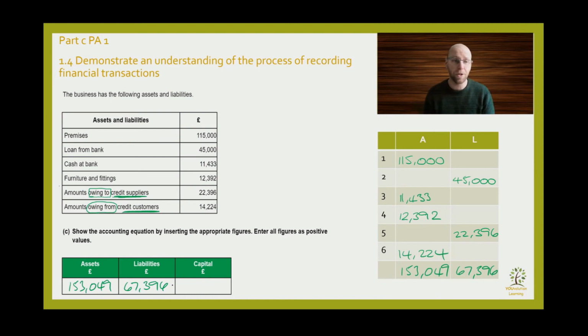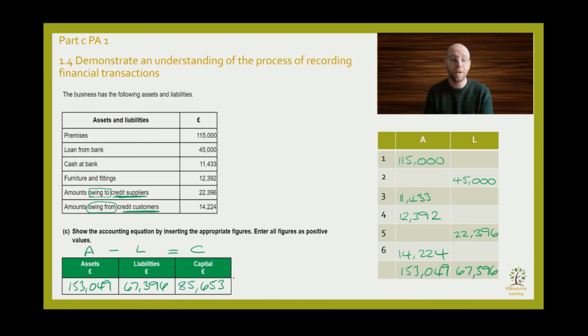Now the accounting equation at level 2 in its simplest form is assets minus liabilities are equal to capital. The way that I try to remember that is always looking for competent, so A, L, and C. So assets minus those liabilities equals capital, which is the owner's share in the business. Okay, so if we just do 153,049, and we take off the liabilities, so stuff that we owe out, that gives us a capital value of 85,653.